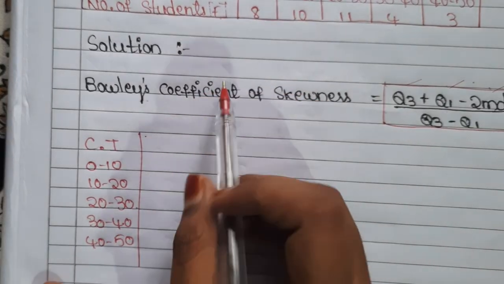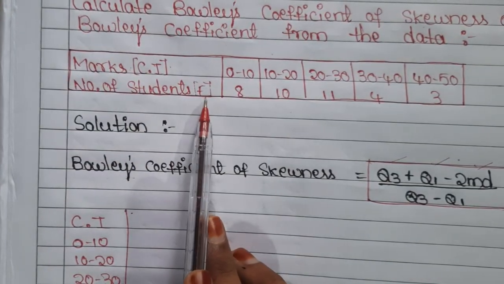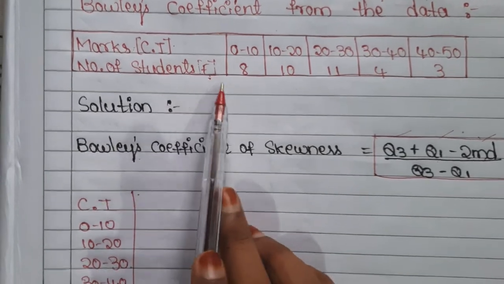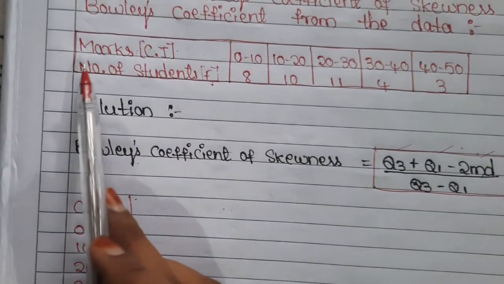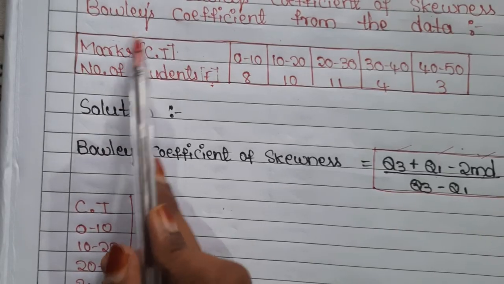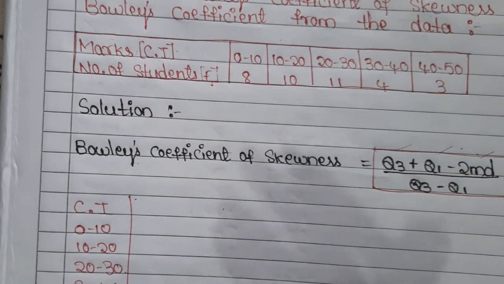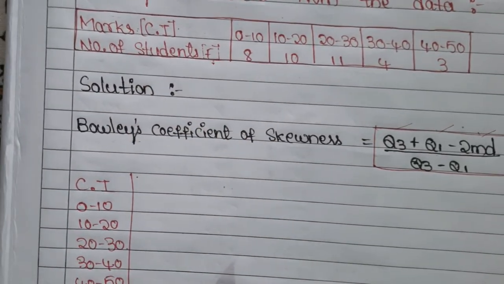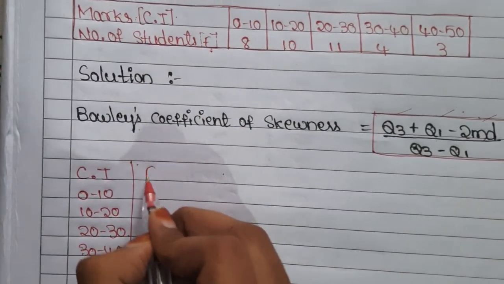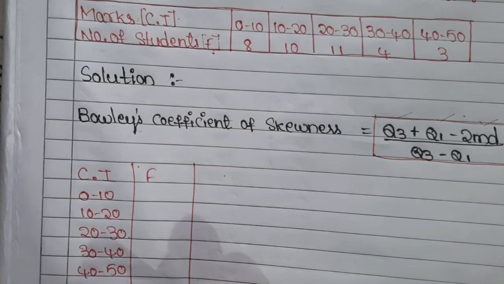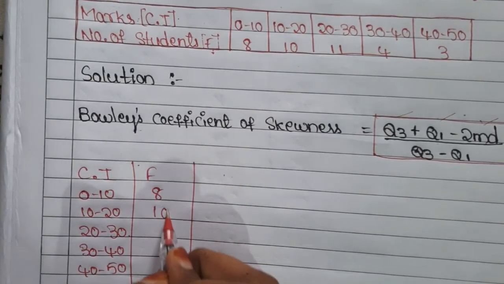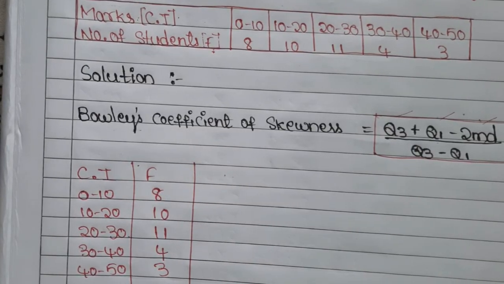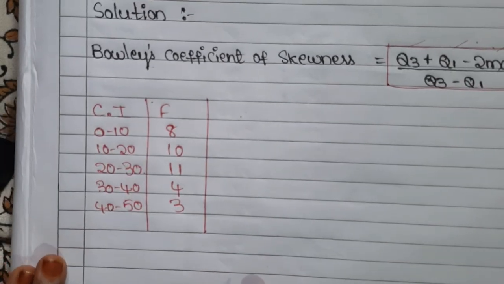We have F. If they give CI and F in the question, that is perfectly okay. If not, you have to assume marks as CI and number of students as F. In place of marks, they may give you some other thing, so whatever they give you, you have to write it in the solution as it is in the question. The number of students is nothing but F. F is 8, 10, 11, 4, 3. Okay, so we are done with class interval and F.